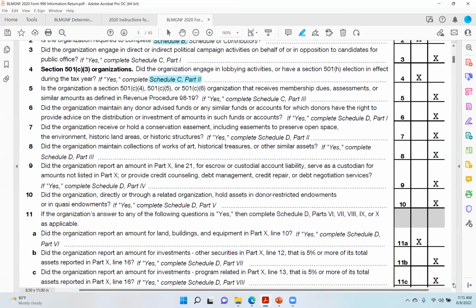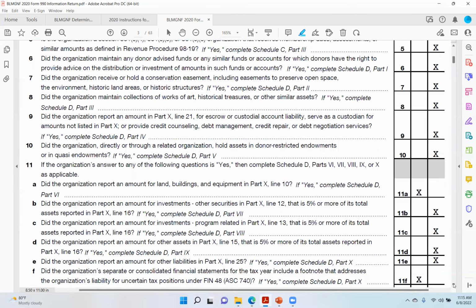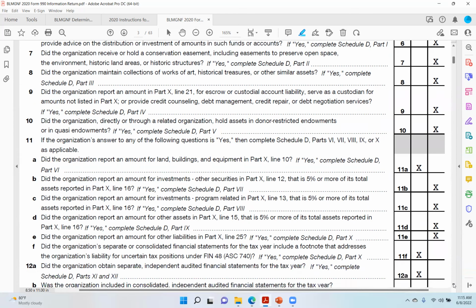We're almost done. Number 10: Did the organization directly or through a related organization hold assets in donor restricted endowments or quasi endowments? The answer was no. Number 11: If the organization's answer to any of the following questions is yes, then complete Schedule D, Parts 6, 7, 8, 9, or 10 as applicable. If they answer yes to any of the following questions, complete Schedule D in those parts.